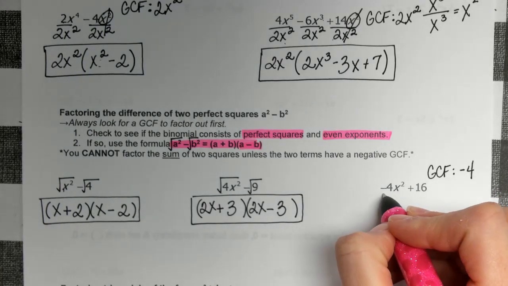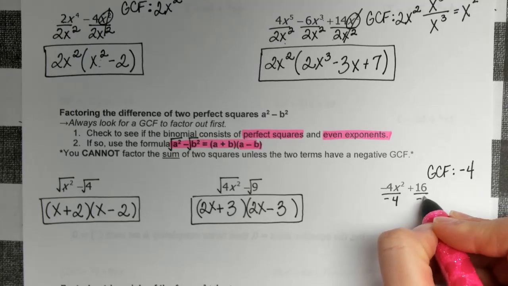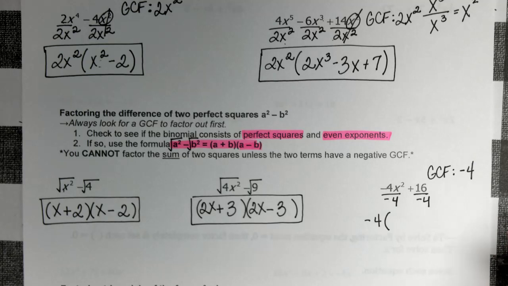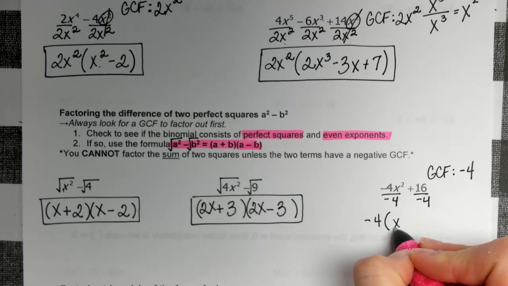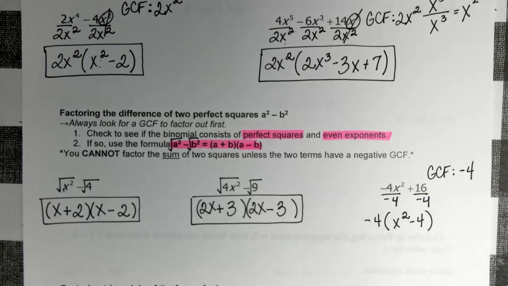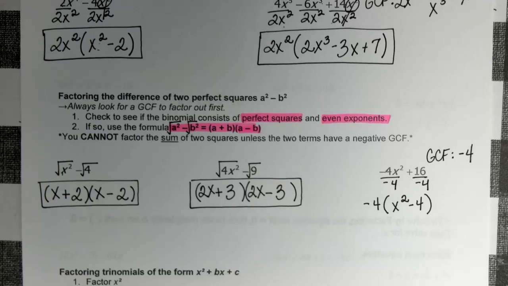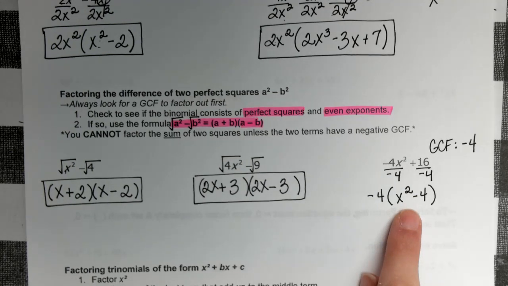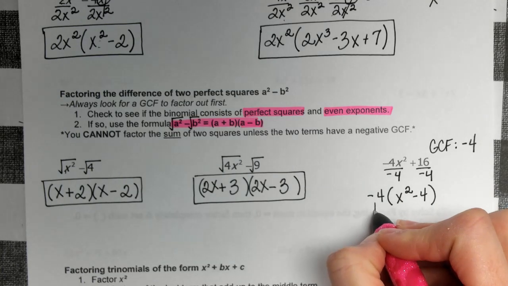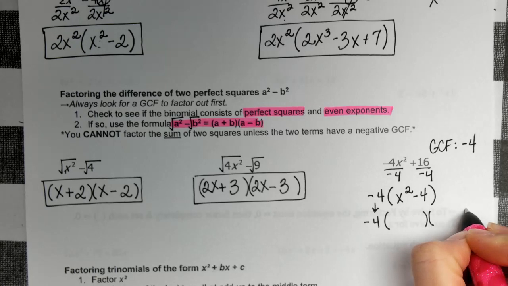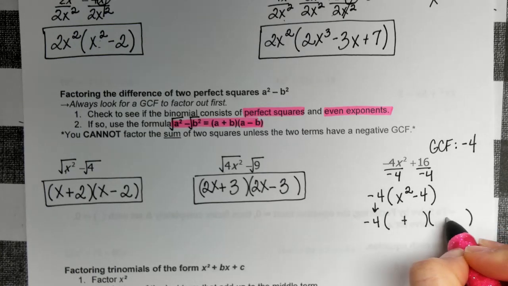The variable has to be in both terms for you to be able to take it out. Okay, so I'm going to divide each term by negative 4. So negative 4 divided by negative 4 is a 1, so it leaves me with x squared. 16 divided by negative 4 is negative 4. Okay, once I take that GCF out, I'm left with x squared minus 4. Now that's the difference of two squares. So I bring down this negative 4, and I factor my x squared minus 4 into two parentheses.